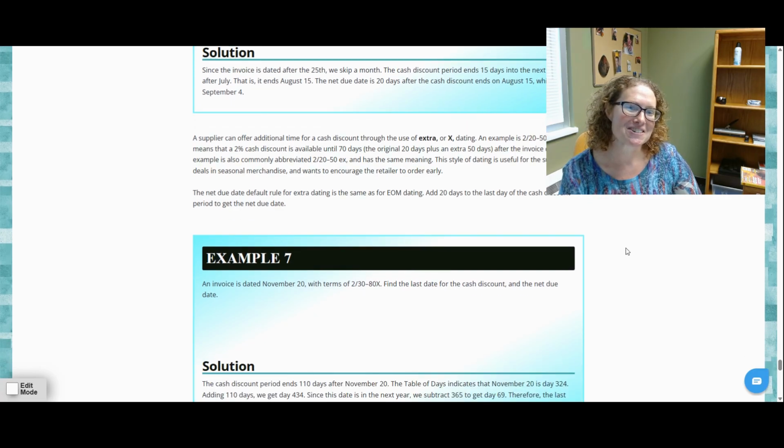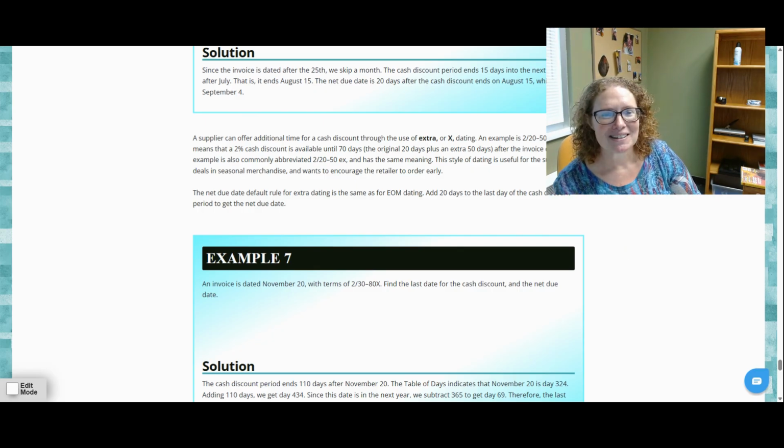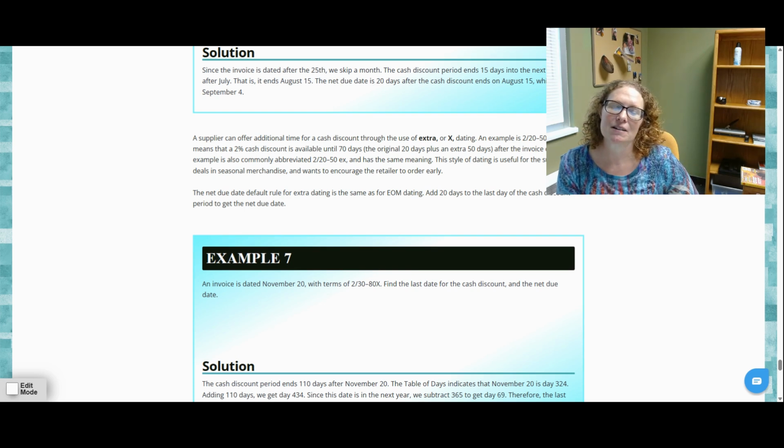Sometimes also suppliers can add little extra things. The use of extra or X dating. So the example is 2/20 and then it says 50X, which means there's a 2% discount. Cash discount is available until 70 days. So the original 20 days plus an additional 50 days after the invoice date. So this is commonly abbreviated, and you can see that it says EX instead of the X, so you could see either one. So we look at sometimes if there's like a seasonal merchandise, we will see that.